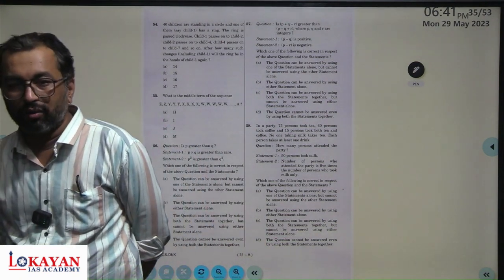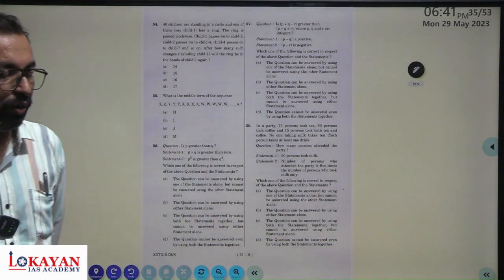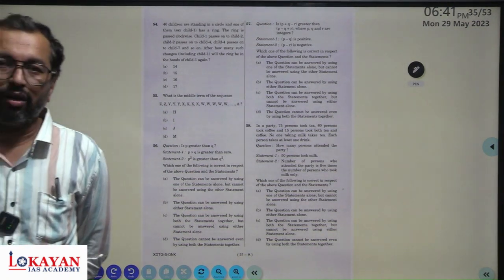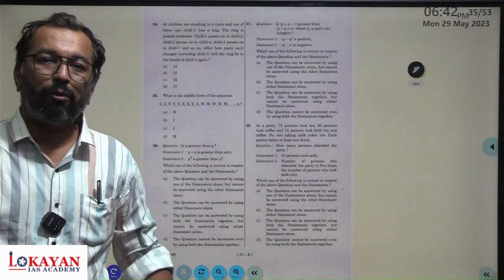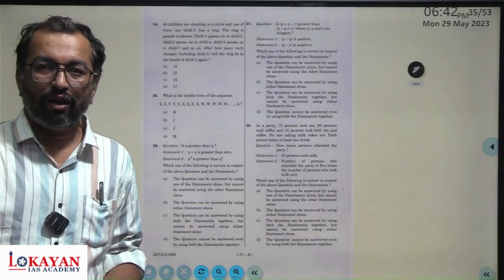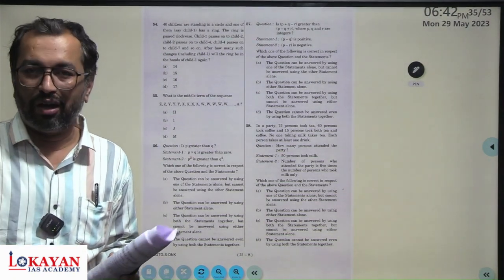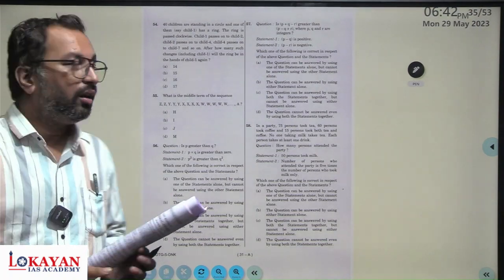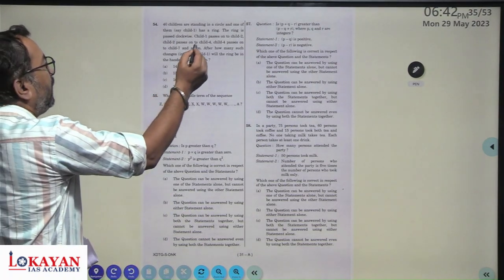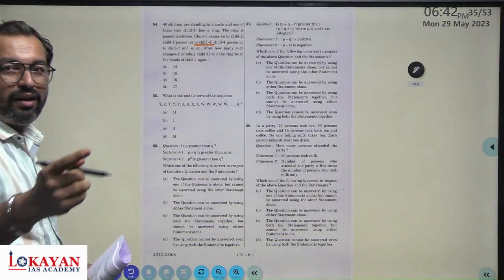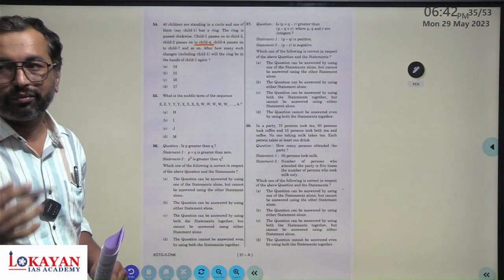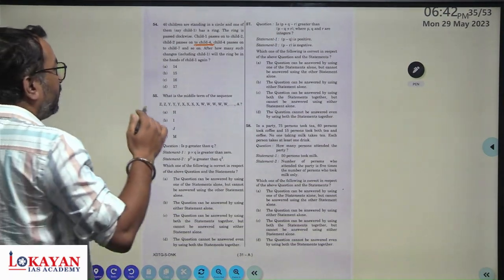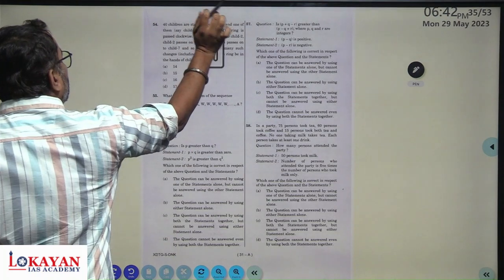क्वेश्चन को visualize करो. क्या हो रहा है? In a round, children are passing a ring in clockwise direction, but they are not passing it directly. First child is passing it to the second child, but the second child is passing it to the fourth child. He is not giving it to the third child. Fourth child is passing it to the seventh child.